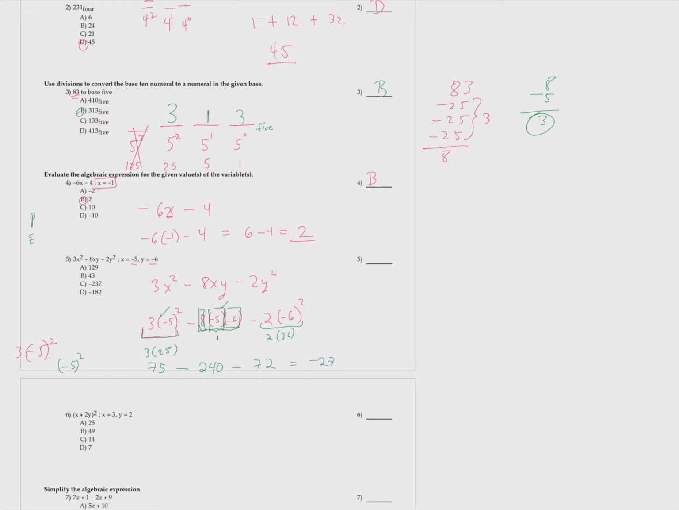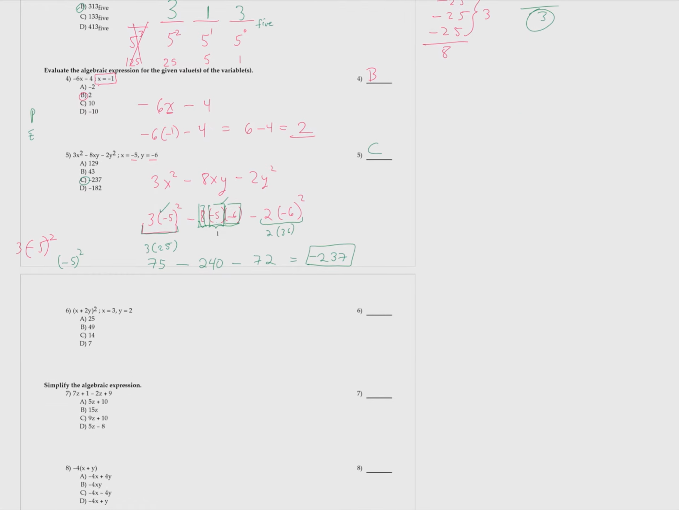is negative 237. This looks a little sloppy, write it again. And boom, that's our answer. Answer is C. Simple, right? Not too bad. This is a little more time consuming, but not that bad.